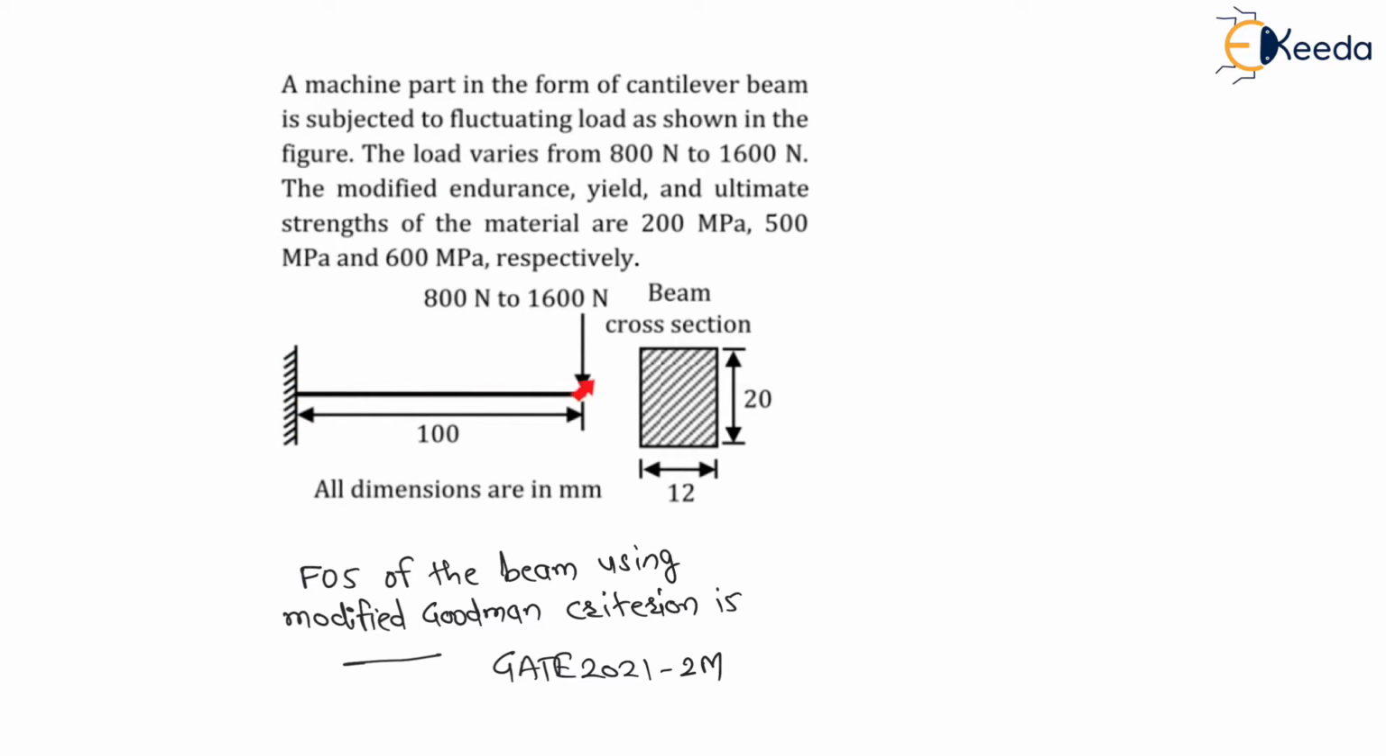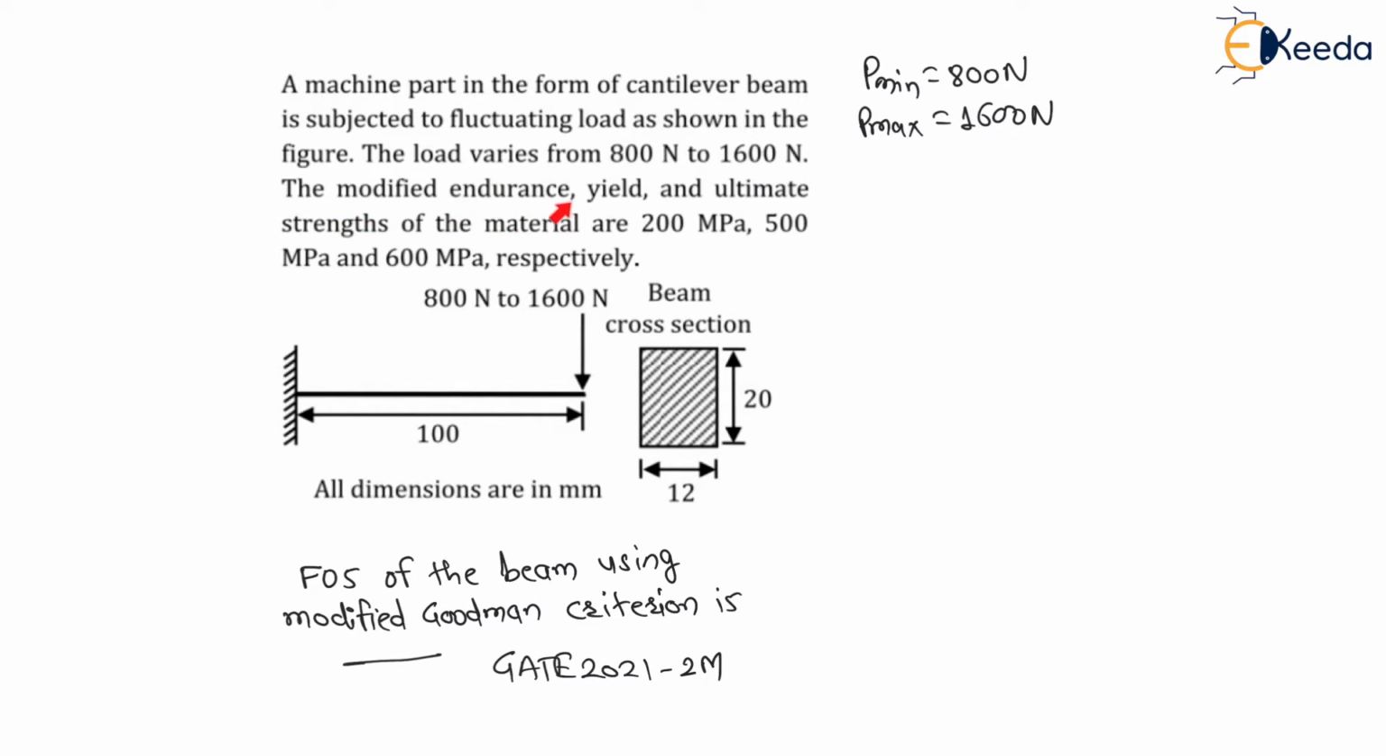Now see here, there is a cantilever beam on which the point load at the extreme end is applied, and for this beam the cross section is given here. The cross section is 12 by 20 mm, right? The load varies from 800 Newton to 1600 Newton. Now this load is varying from 800 Newton to 1600 Newton, meaning the maximum load and minimum load. Minimum load in the cycle is 800 Newton, and the maximum load during the cycle is 1600 Newton. Right? This is the fluctuation of load.